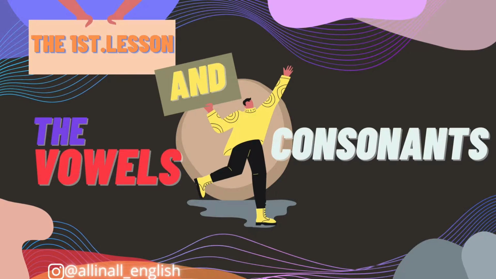So basically I have decided to start this series of English grammar with the basic things that will lead you or help you out with the tenses and their aspects. So today's lesson will be all about the vowels and the consonants in English.